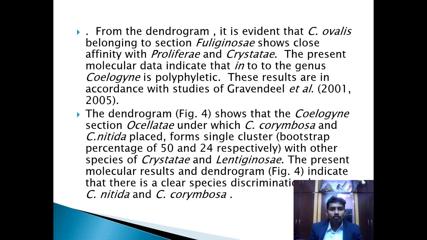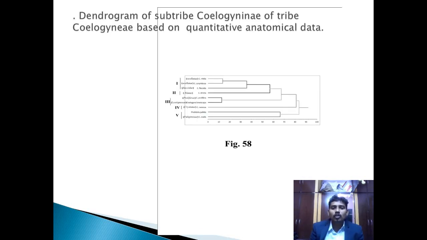The dendrograms show that Coelogyne ovalis belongs to the sectional phylogeny and shows close affinity with prolifera and cristata. The present Coelogyne is polyphyletic. These results agree with the studies of Gravendeel et al. 2001 and Clayton et al. 2005. The dendrogram shows that the section Ocellatae, under which Coelogyne corymbosa and Coelogyne nitida are placed, forms a single cluster with bootstrap support with other species, cristata and lentiginosa. The present molecular results indicate a clear species discrimination of Coelogyne nitida and Coelogyne corymbosa.